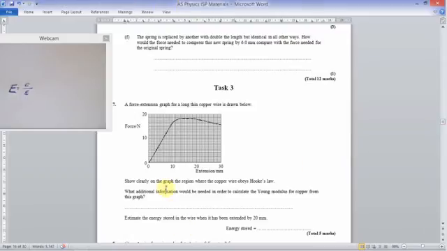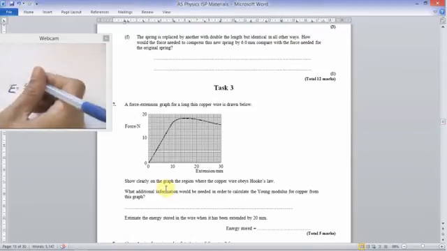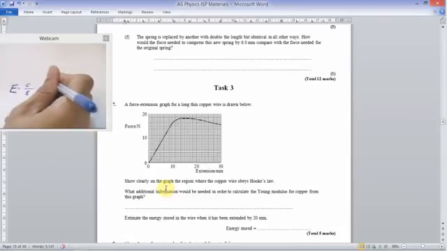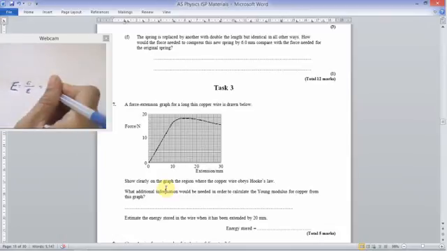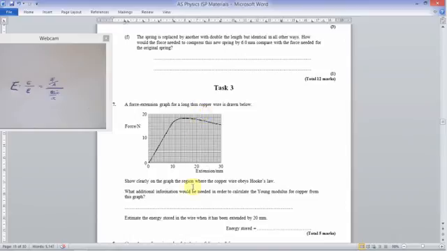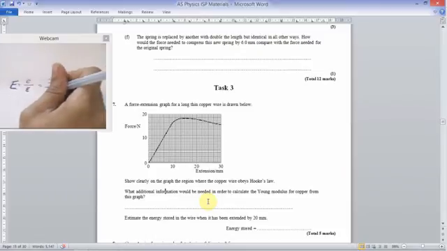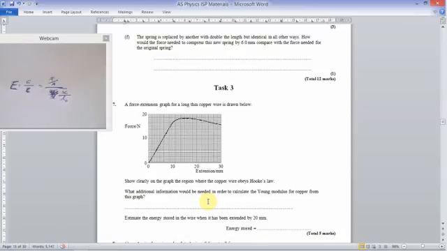So what additional information do we need to calculate Young's modulus? Well, we could figure out the stress, because stress is just force over area. We can figure out the strain because it's extension over original length. But they haven't given you the original length, and they haven't given you the cross-sectional area. So cross-sectional area and original length.